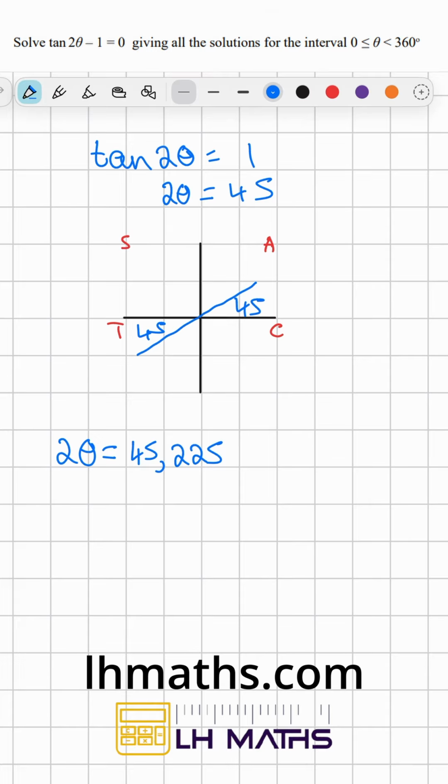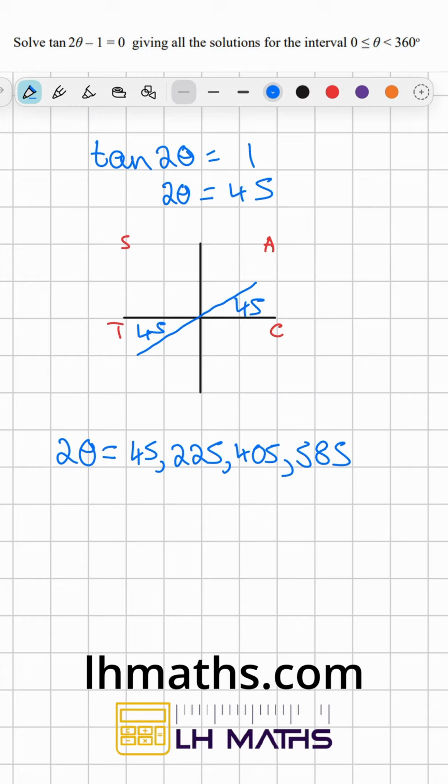Doing that, we will then do 360 plus 45, which is 405. And then we'll do 540 plus 45, which is 585, okay? So now that these are the 4 solutions, and now once we've done this for 2 theta, now we can divide by 2.